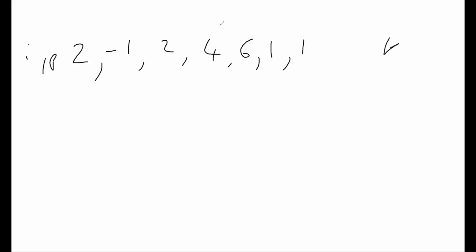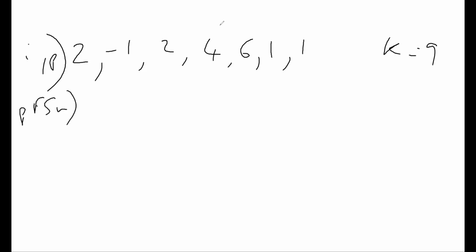So if I take a bigger example, something like 2, -1, then 2, then 4, then 6, and then 1. This is my input, and my k will be 9 in this case. So what I will do first is find a prefix sum.